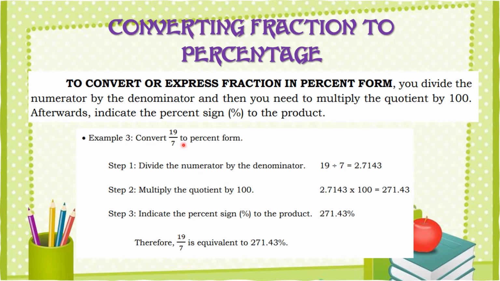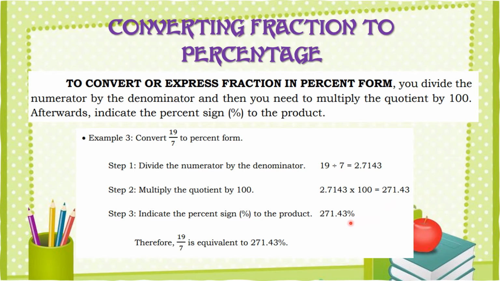Next, we have here 19/7. Kindly divide the numerator by the denominator. Our numerator is 19, divided by the denominator, which is 7. Using our calculator, 19 divided by 7, the answer is 2.7143. And this quotient, we're going to multiply to 100, since we're dealing with percentage. 2.7143 times 100 is equal to 271.43.